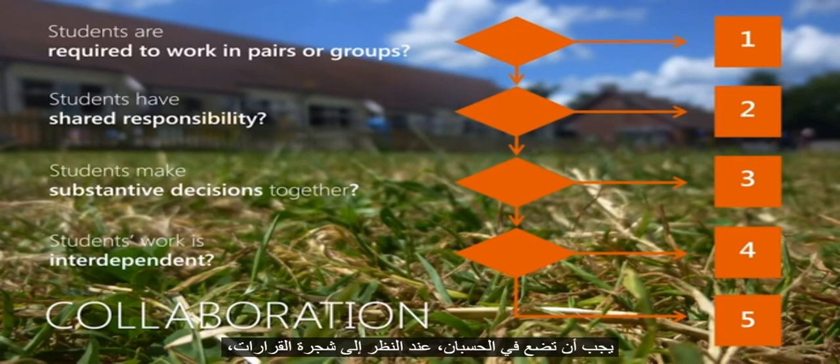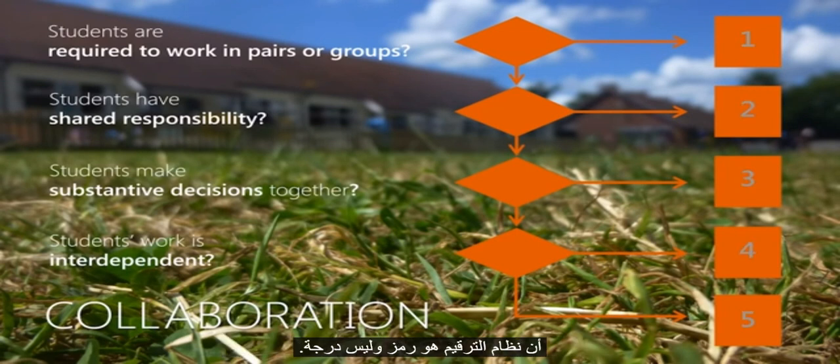You need to bear in mind as you look at the decision tree that the numbering system is a code, not a score. For example, a code 1 merely indicates that students are required to work individually. It is not a value judgment.